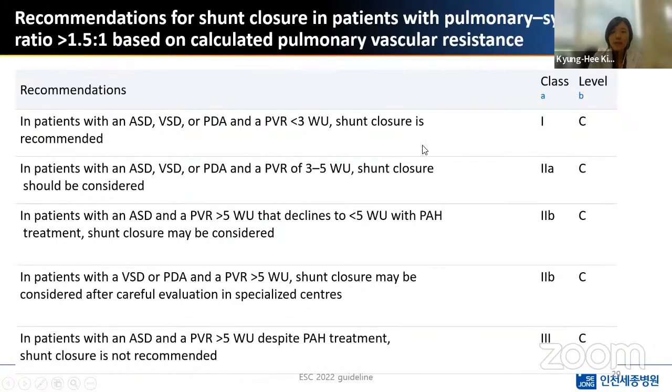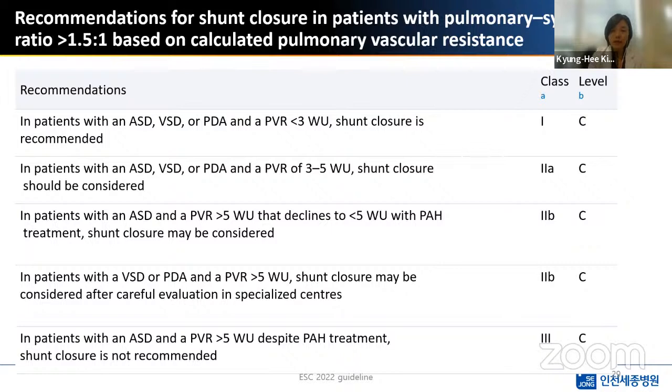So the ESC guideline shows like this: in patients with ASD, VSD, or PDA with pulmonary vascular resistance under 3 Wood units, shunt closure is recommended. In patients with ASD, VSD, or PDA with a PVR around 3 to 5, shunt closure should be considered. In patients with ASD with a PVR over 5 that declines below 5 with PH treatment, shunt closure should be considered. In patients with VSD or PDA and PVR over 5, shunt closure may be considered after careful evaluation in a specialized center. However, in patients with ASD and PVR over 5 despite PH treatment, shunt closure is not recommended.